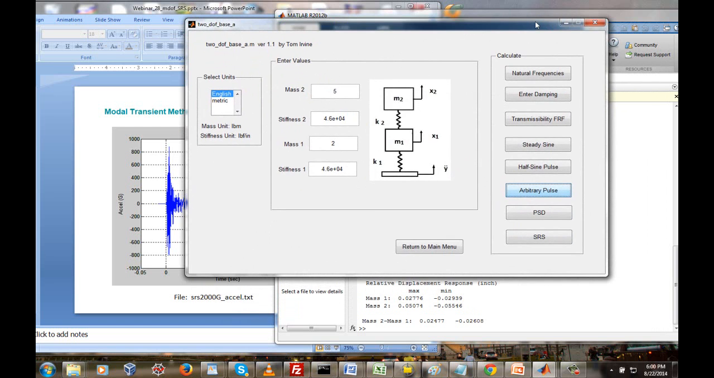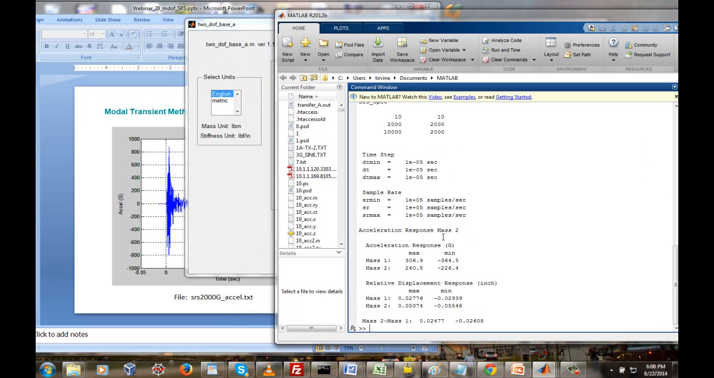And then the last thing we want to do here is take a look at what's going on with the peak responses. So we have mass 1 and mass 2, and you can see their peak responses both for the positive and negative. So you can see mass 2 has less response than mass 1. And that's the benefit of the two-stage isolation.